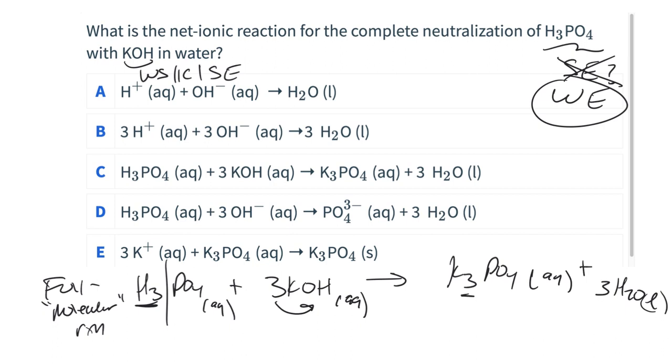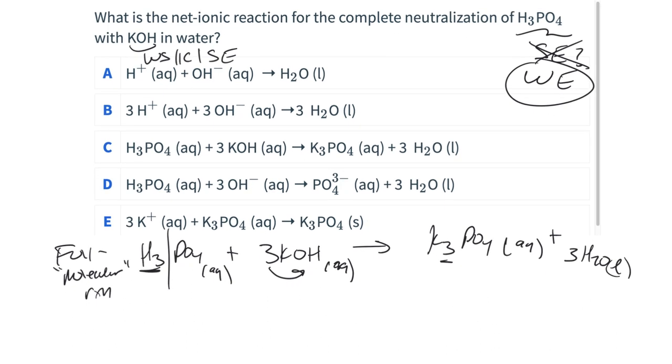KOH is water soluble, so AQ for it will mean it's K plus and hydroxide ions. So it kind of depends if it's a molecular compound or ionic. H3PO4 is molecular on the weak acid side. KOH is on the ionic water soluble side. Okay, so that's our full molecular.